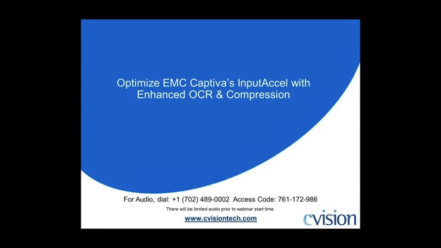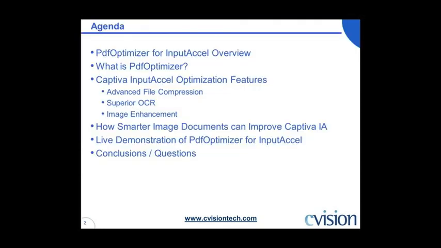So let's get started. Here's our agenda. We're going to cover a bit of an overview for PDF Optimizer, what it can do for you and your documents. Also, we're going to talk about Captiva InputAccel optimization features that we offer through PDF Optimizer, including advanced file compression. Think 5 to 10 times smaller than you're getting now, probably. Much smaller if you're doing color, but think about a 5 to 10-fold reduction in file size.